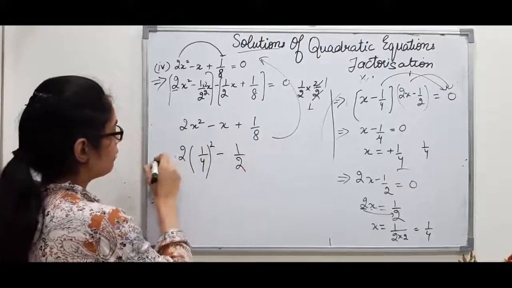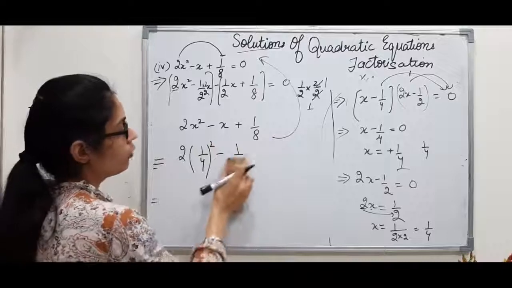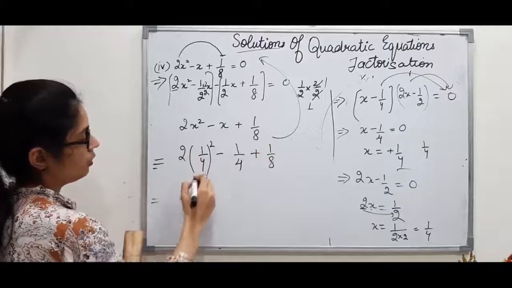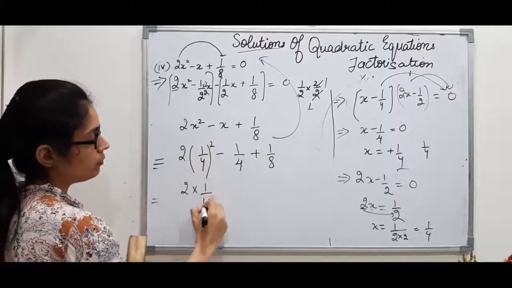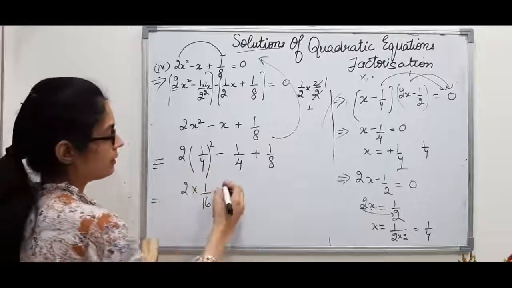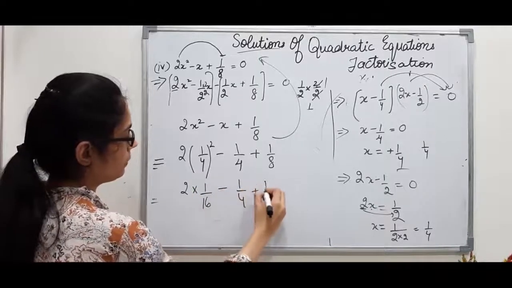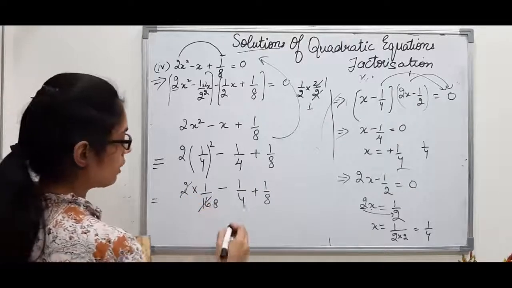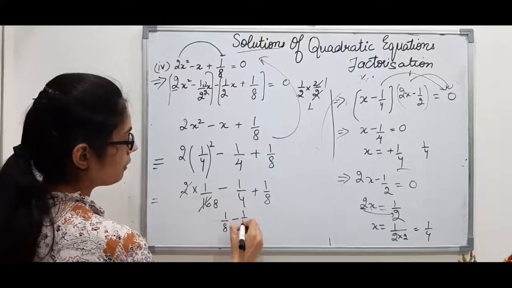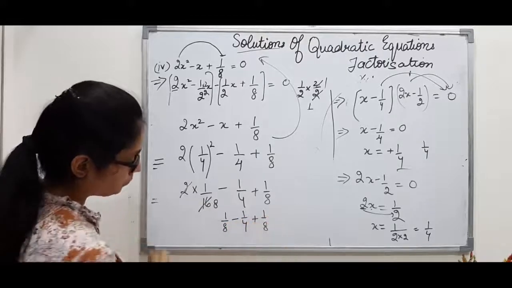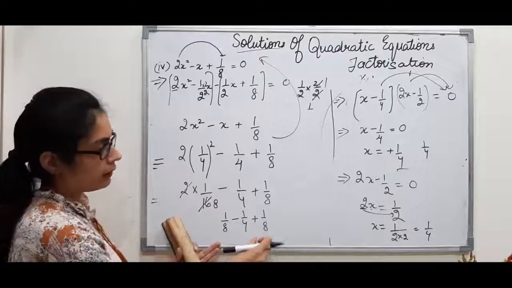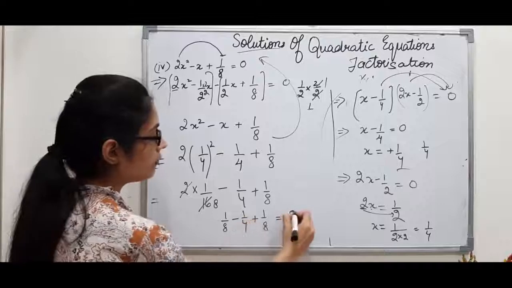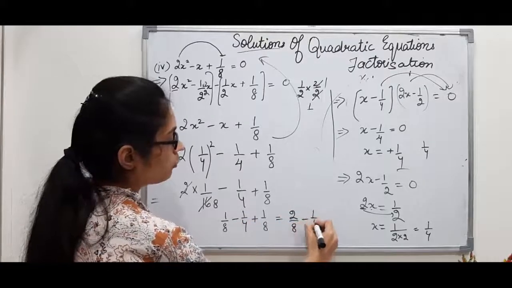Again in place of x I will put 1 by 4 plus 1 by 8. So this will be square of 1 by 4, which will be 1 by 16, 4 into 4 is 16, minus 1 by 4 plus 1 by 8. So this 2 into 1 is 2, 2 into 8 is 16. So I will get 1 by 8 minus 1 by 4 plus 1 by 8. This 1 by 8, this 1 by 8 I will add directly because denominators are the same. So directly I can add. I will get 2 by 8 minus 1 by 4.